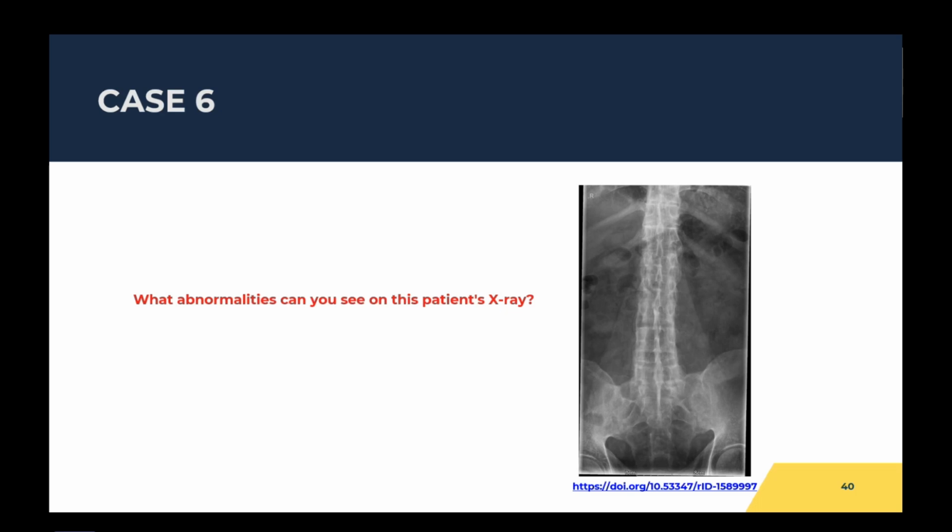Yeah, bamboo spine. That's correct. Yeah. Yeah, very narrow joint space. Yeah, that's correct.